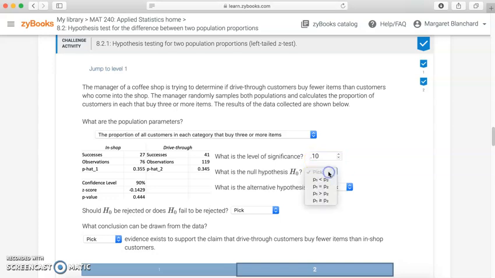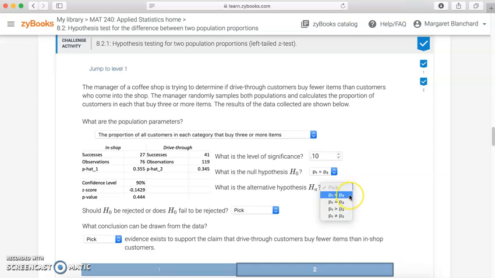What is the null hypothesis? Remember, that is always that P1 is equal to P2. Now, this is where I want to point out, and I mentioned this in an announcement, but I want to reiterate here, there is an issue. It should be this one, that P1 is greater than P2, because we're testing to see if the drive-through customers buy fewer items than customers who come into the shop. That would mean that the proportion of people that buy 3 or more items is lower for P2. So you would assume it was this one.